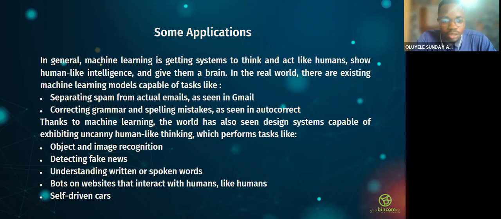We can also use them in the real world for object and image recognition, to detect fake news, and for understanding written or spoken words, on websites that interact with humans, and in self-driving cars. We have many applications of machine learning in our real world. You will also discover that machine learning is used to create recommender systems. For instance, if you go to YouTube or Netflix, you just discover that they start giving you some form of recommendations.